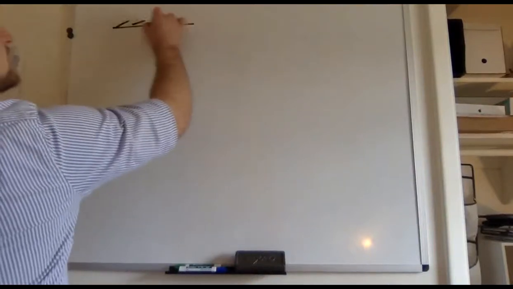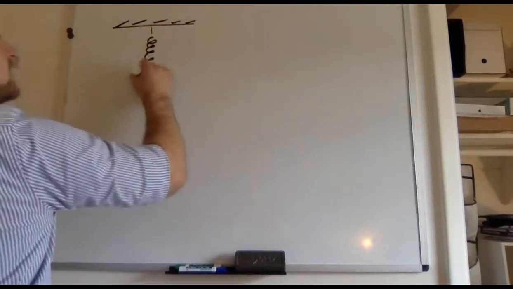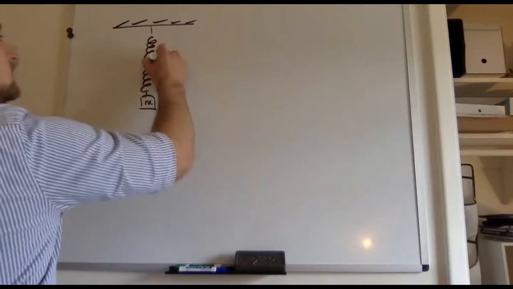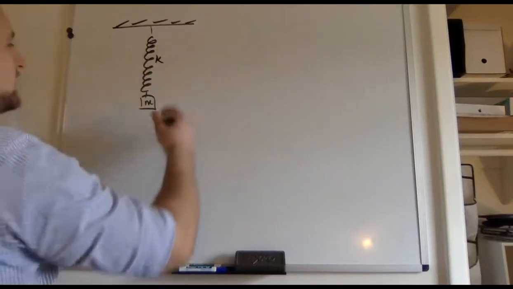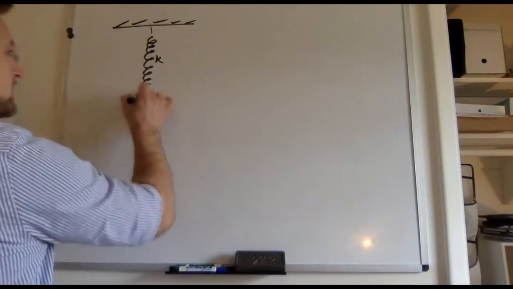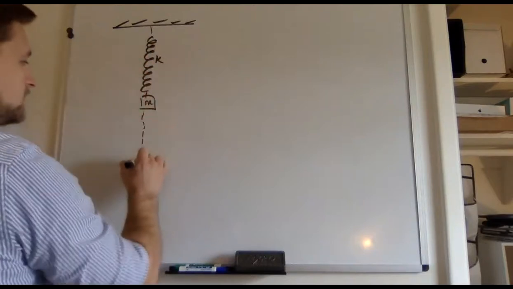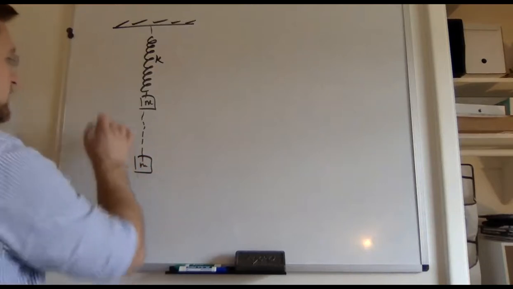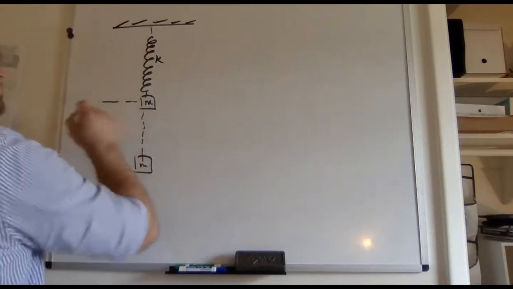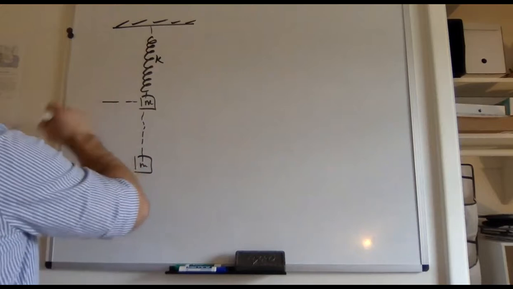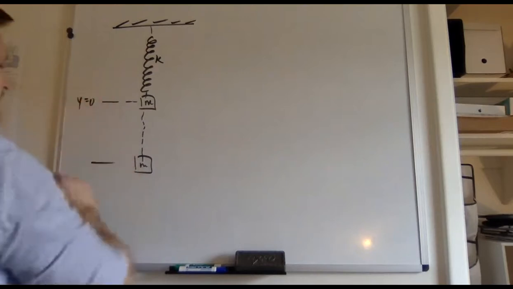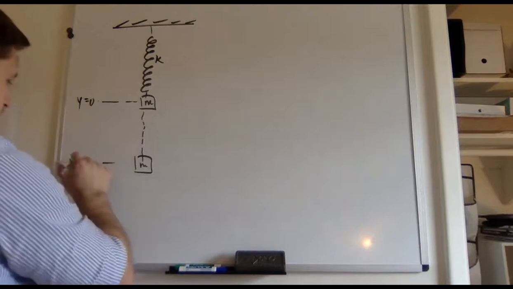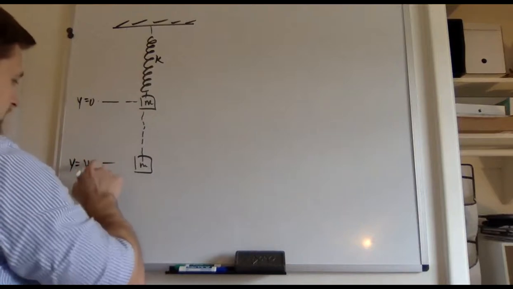Let's go back to the mass oscillating on a vertical spring, like in the Hooke's Law lab. Mass m, spring constant k, and suppose we stretch the thing some from equilibrium, and we start here. Here's equilibrium, let's call that y equals 0, and here's y equals y maximum.